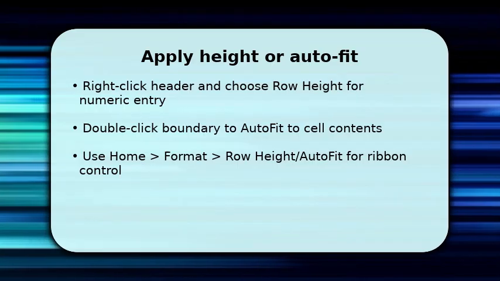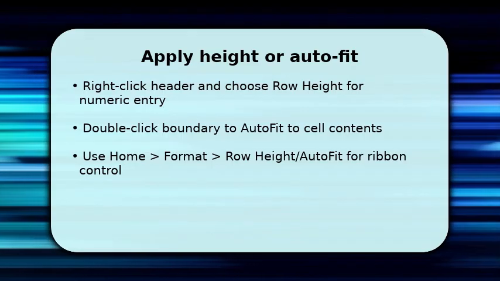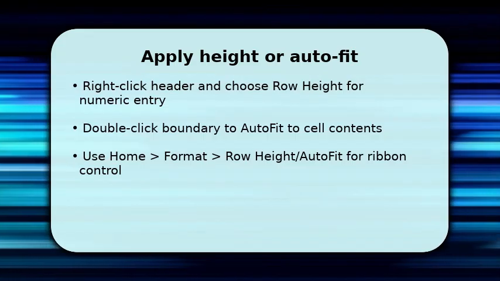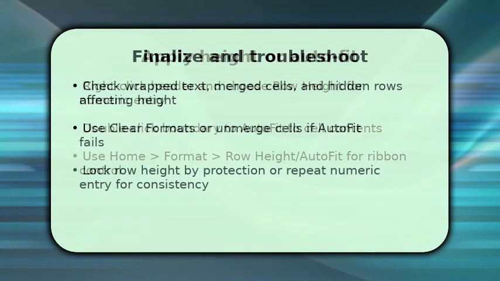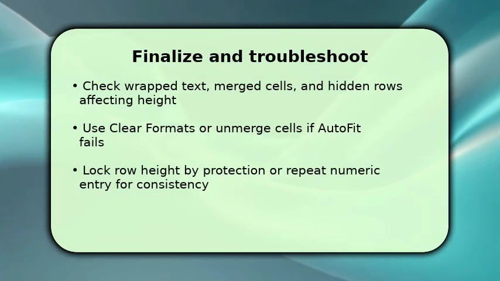If you prefer the ribbon, go Home, Format, then pick row height or auto-fit row height, useful when multiple non-contiguous rows are selected. Remember that auto-fit responds to current font and wrap settings, so change those first if results look off. Finish by verifying results across your sheet.